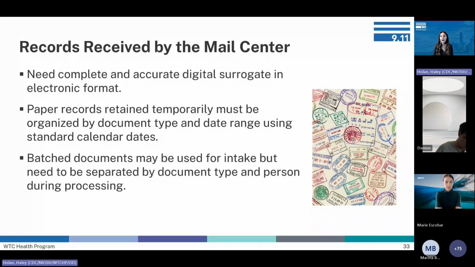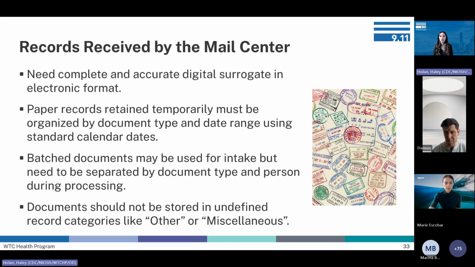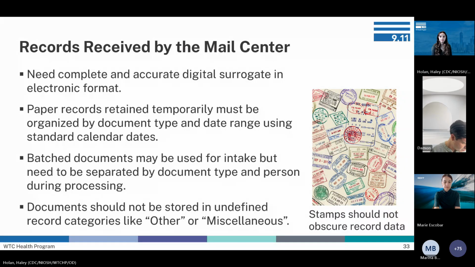If the TPA needs to batch documents for intake, they must be separated by document type and person during processing. And documents should not be stored in undefined record categories like other and miscellaneous. Also, if the TPA is stamping documents upon intake, they should make sure that the stamps do not obscure any record data.